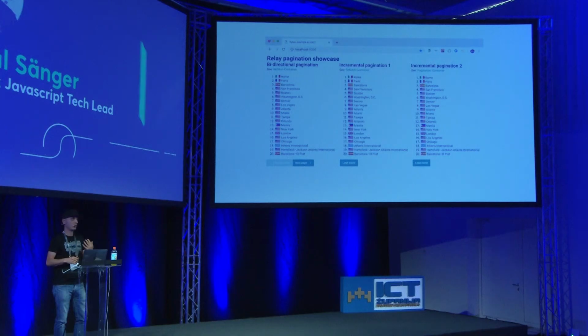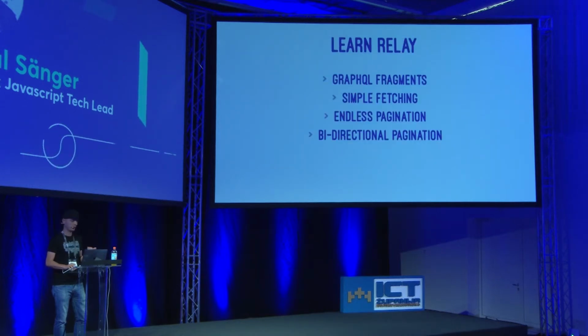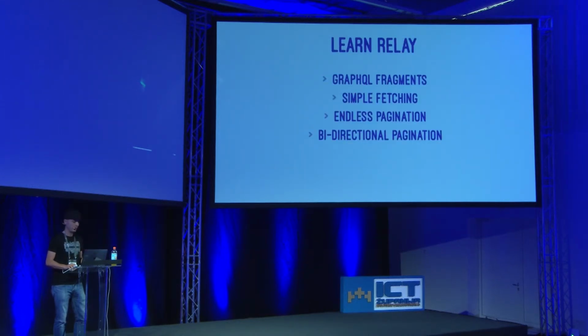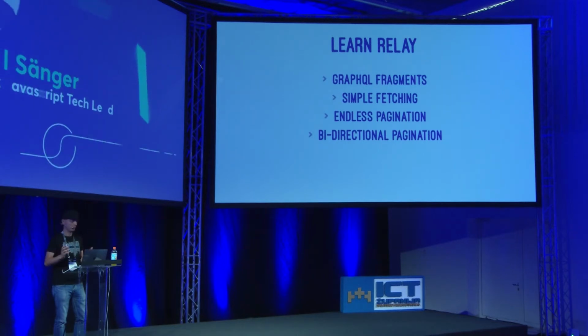So we created this example project, and it looks like this. It's built on Next.js, and it's using our public GraphQL backend. It tries to show through the code how to do basic stuff with Relay and GraphQL. We are focusing on GraphQL fragments, pagination, simple fetching, or bidirectional pagination.